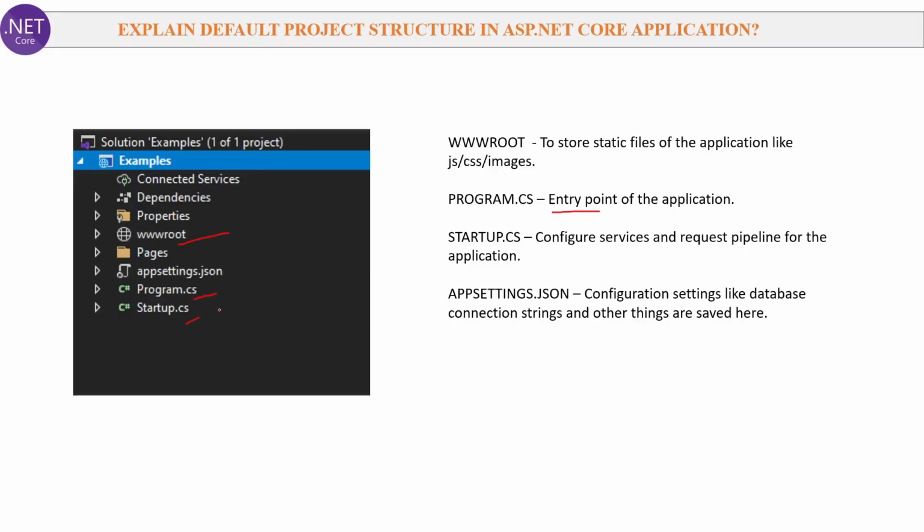Third file is Startup.cs file, which is used to configure services and request pipeline of the application. Fourth and the last file is appsettings.json, which is used for saving configuration settings like database connection string and other things in the application. We will discuss all these files in detail in upcoming questions.